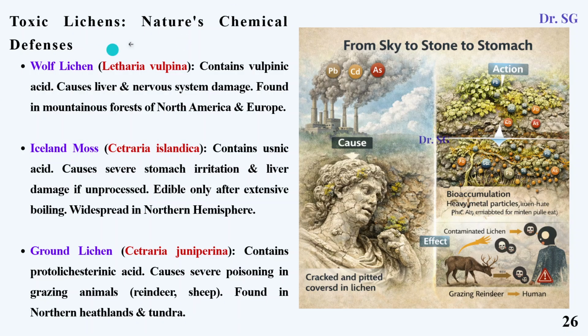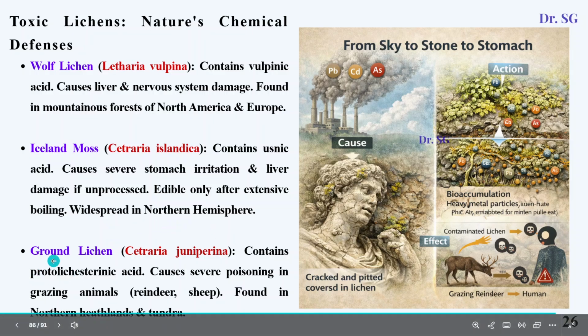And what are the toxic lichens? They are nature's chemical defenses. You have wolf lichen, which is Letharia vulpina. It contains vulpinic acid, which causes liver and nervous system damage. They are found in the mountainous forests of North America and Europe. And you also have Iceland moss, which we refer to as Cetraria islandica. It contains succinic acid. As I said earlier, it causes severe stomach irritation and liver damage if unprocessed lichen is eaten, and it is edible only after excessive boiling. This is also widespread in the northern hemisphere.